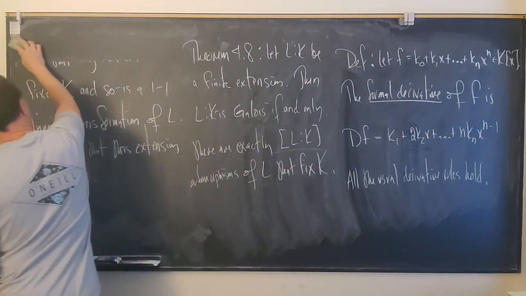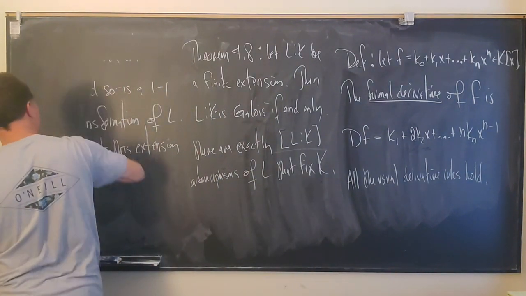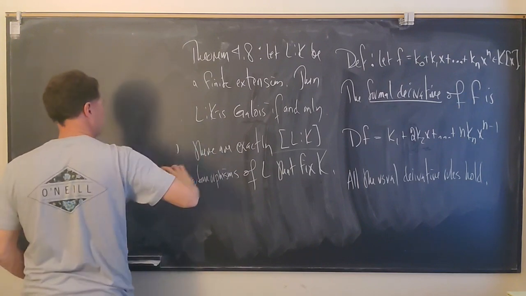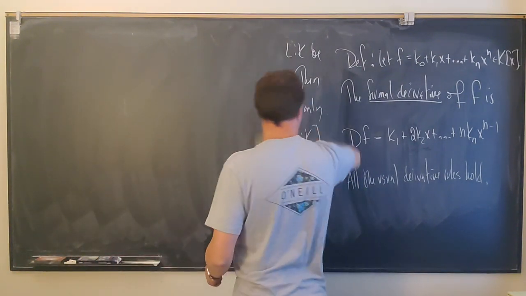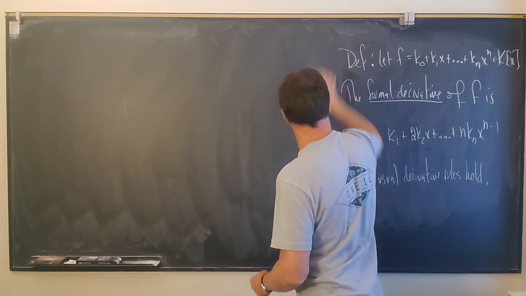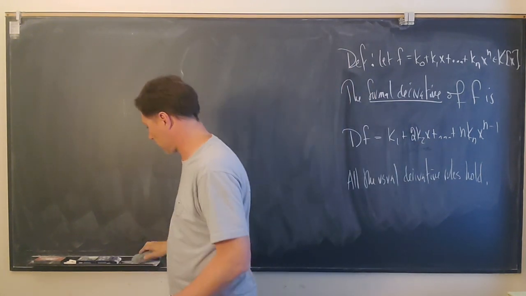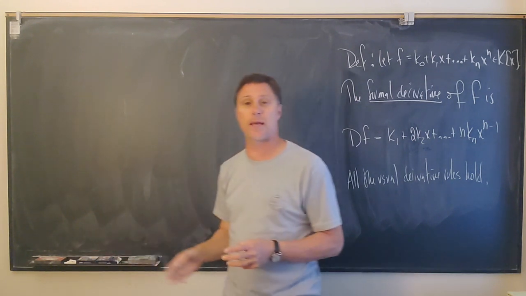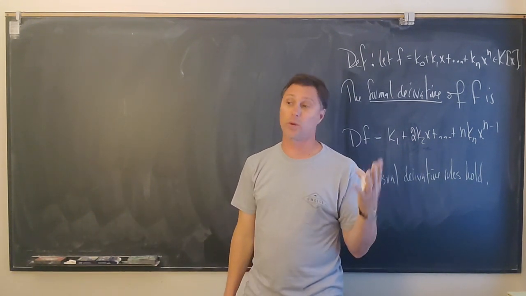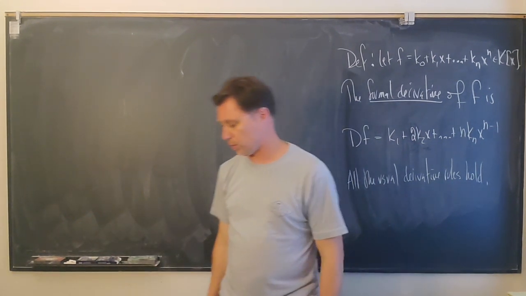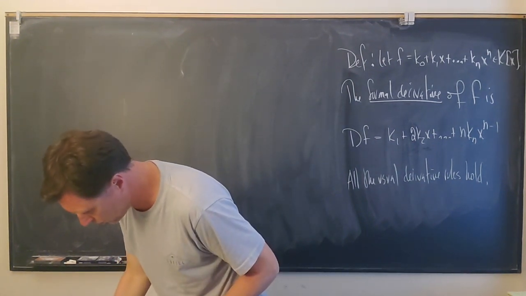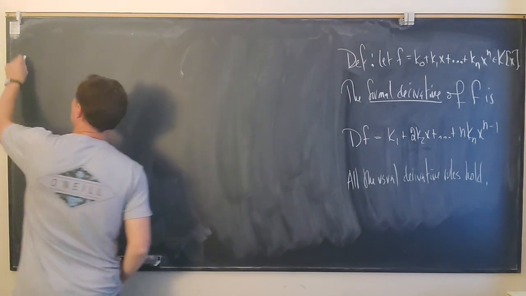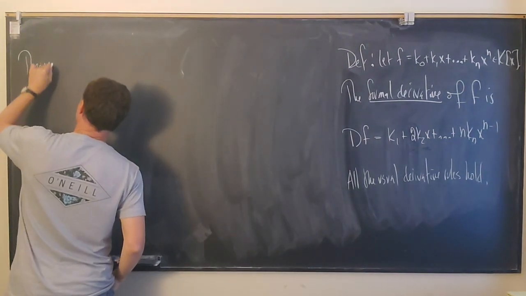Okay, so why might we want this? Because, and you may have seen this in linear algebra, the derivative allows us to detect multiple roots. And multiple roots are connected with separability. We would like separable extensions, so we want places where polynomials don't have multiple roots. Irreducible polynomials don't have multiple roots. So here's our theorem.